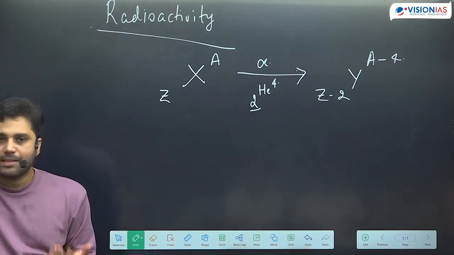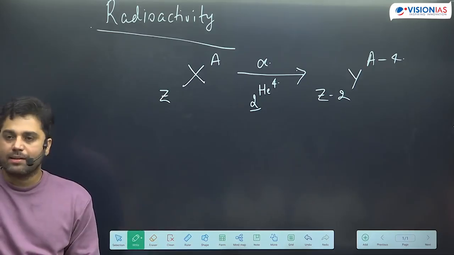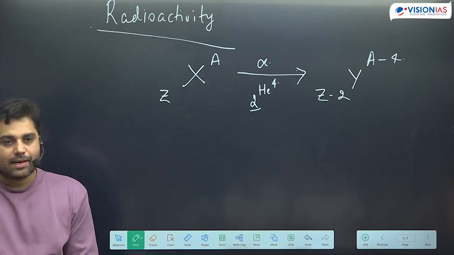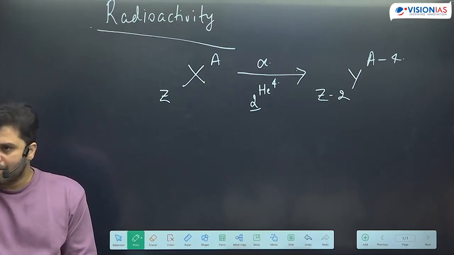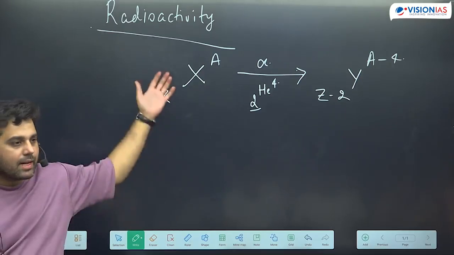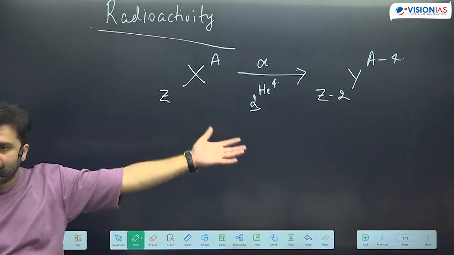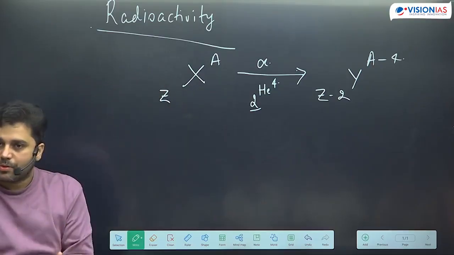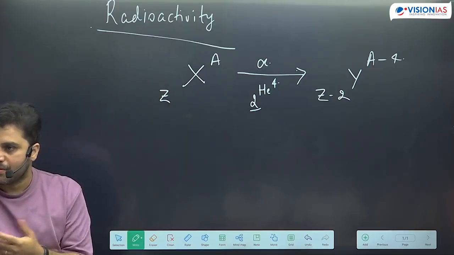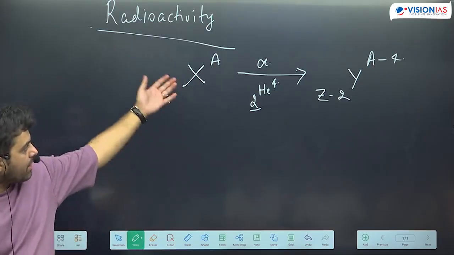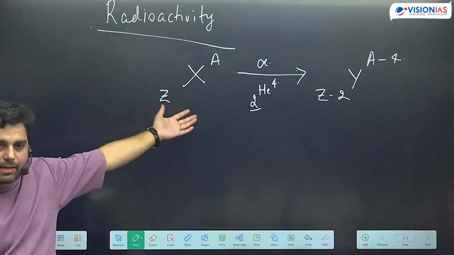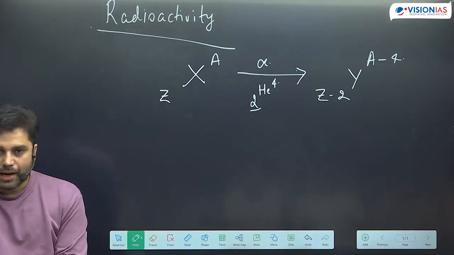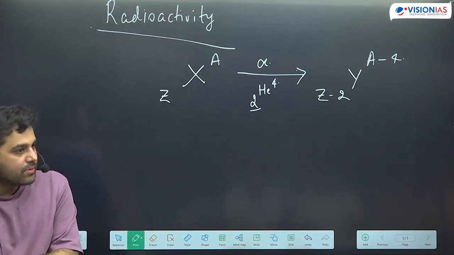If you want to imagine it, understand it like how iron reacts with oxygen or moisture in the atmosphere and starts rusting, which is a natural chemical reaction. This is a natural nuclear decay reaction where an unstable nucleus which wants to attain stability, in order to do so, releases a particle called an alpha particle. We call it alpha, but it is nothing but a helium nucleus. And when that happens, it will convert into something else.